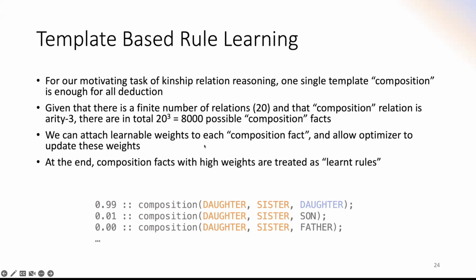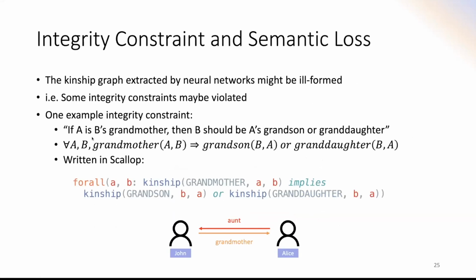And at the end of the learning process, we should probably learn that the daughter's sister should be daughter, but not son or father or anything else. And this is represented by the weight being associated with this fact. And since they can be learned, the human doesn't need to specify all the rules by themselves, and they can just provide this template, and the engine will try to learn it for them.